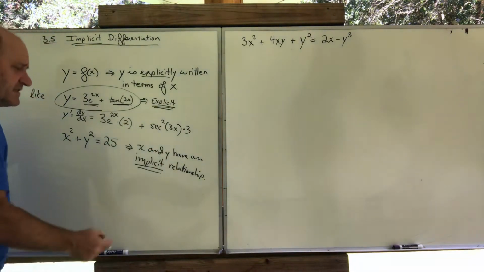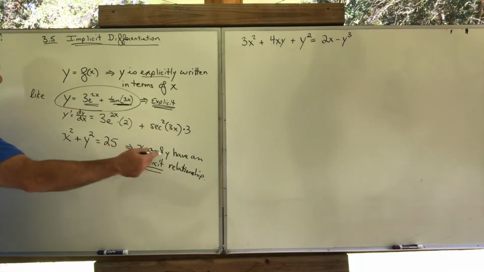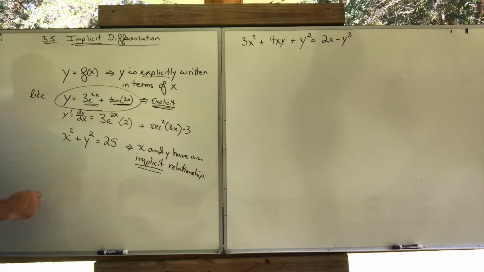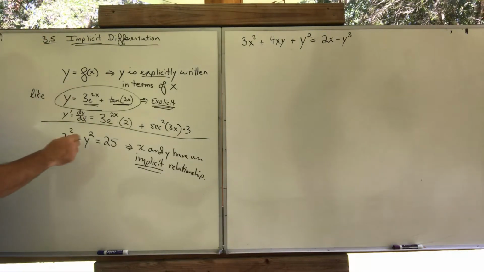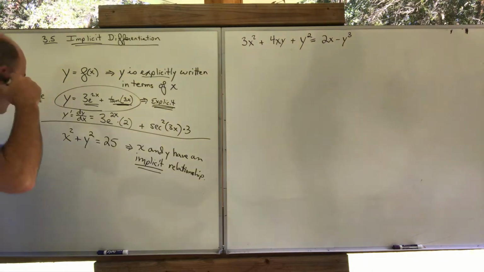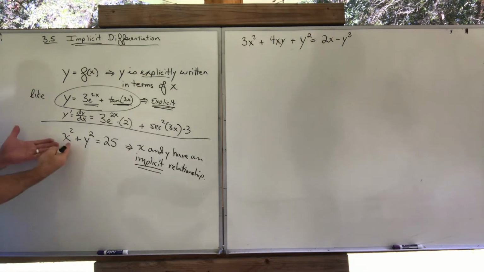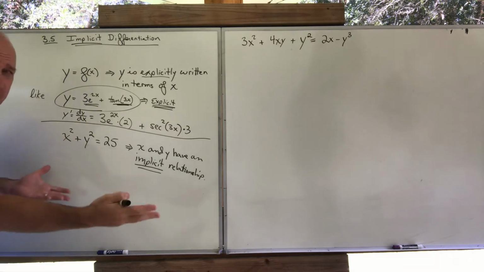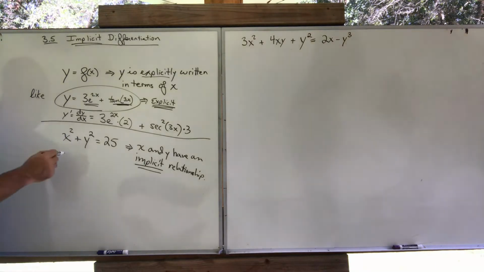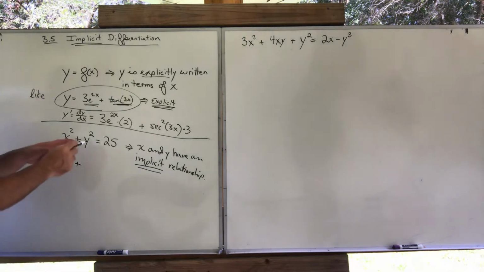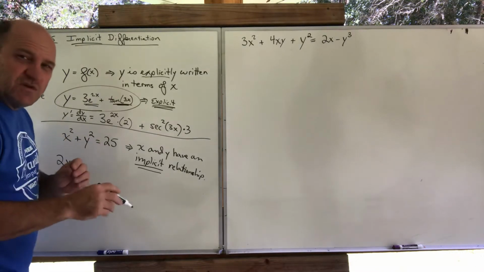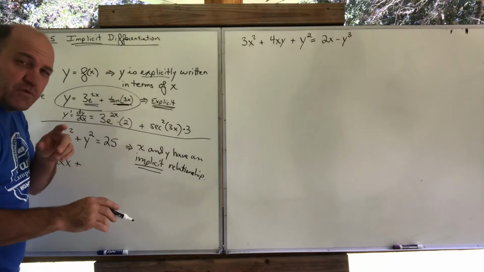Okay, now watch this. Now we're going to walk into this implicit relationship, and we're going to do an implicit derivative. Here's how we do it. We walk into each term and we just do the derivative of each term. When we do the derivative of an x term, it's just a normal derivative. The derivative of x squared is a power rule, 2x. But when we do the derivative of a y term, we treat it like a chain rule. So here's what that means.